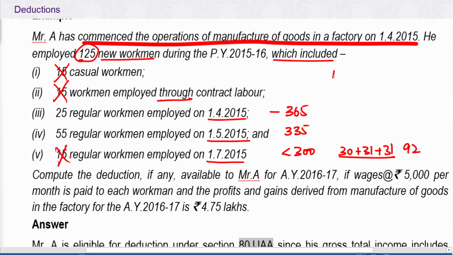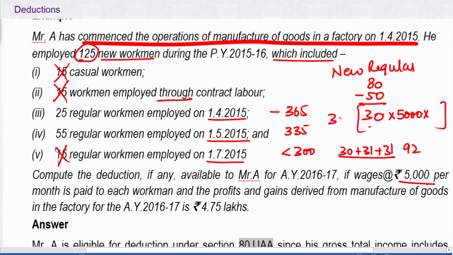So the new regular workmen we have is 50 plus 20, 70, 80. In excess of 50 we have 30. Now those 30 into the salary paid, 5,000 per month, into the number of months, and we will get 30%. That will be your deduction under 80JJAA.